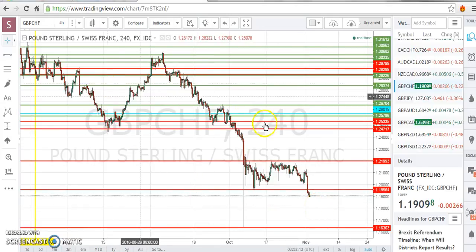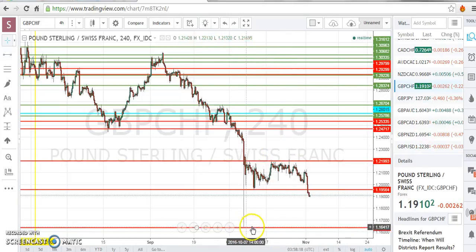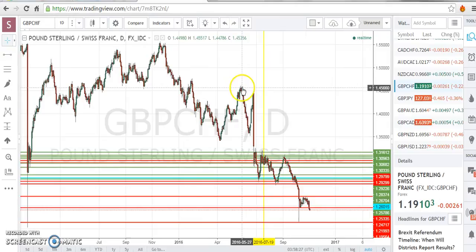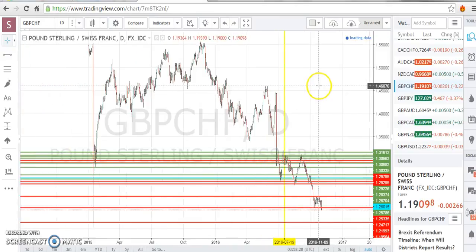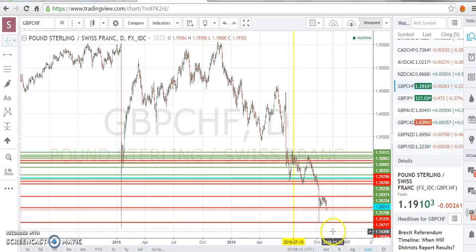All right. But anyways, back to the pending orders. They are all underneath this. All right. Let's look at the daily chart. This is GBP CHF. There's really no support under there. There should be no problem with us getting 200 pips out of a break of this.